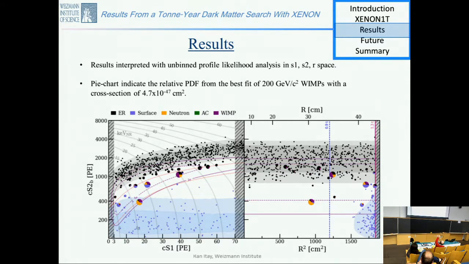Sorry? This one is correlated to this one. It's the same event. Yeah. These are the same events, just in different phase spaces. Okay? So we can see these events that happened, for example, here. This is most likely to be from a surface material. Of course, this is more likely to be from electronic recoil as it sits closer to the ER band. So this is a nice way to see the likelihood of each event.